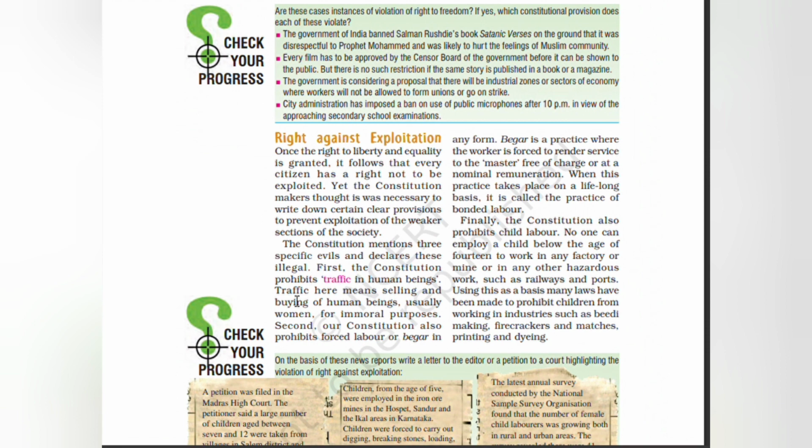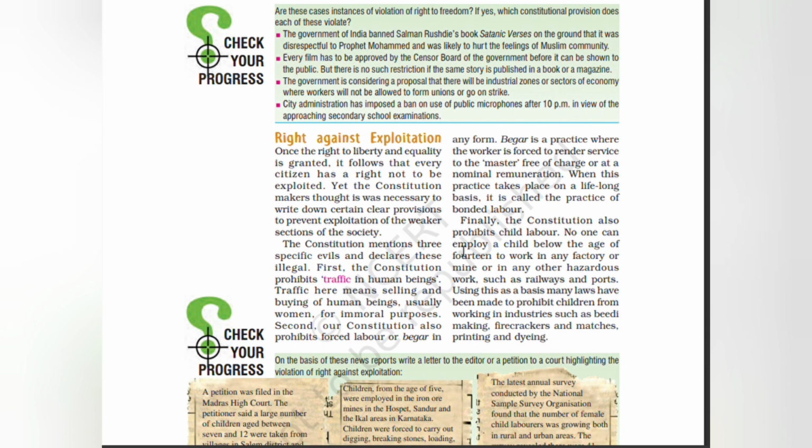First, the Constitution prohibits traffic in human beings. Traffic here means selling and buying of human beings, usually women, for immoral purposes. Second, our Constitution also prohibits forced labor or begar in any form. Begar is a practice where the worker is forced to render service to the master free of charge or at a nominal remuneration. When this practice takes place on a lifelong basis, it is called the practice of bonded labor.